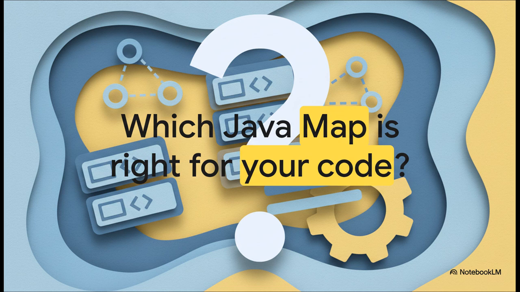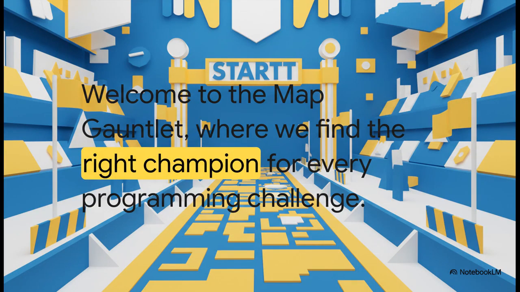But here's where it gets tricky, right? The Java development kit doesn't just give you one map. It gives you a whole arsenal of them. And picking the wrong one? Well, that can lead to some nasty bugs, terrible performance, or just code that's really confusing to come back to later. So how do you pick the right one? That's what we're here for. We're going to put the most important maps through a series of challenges. Let's call it a gauntlet, and see which one comes out on top for different situations. Let's get this thing started.